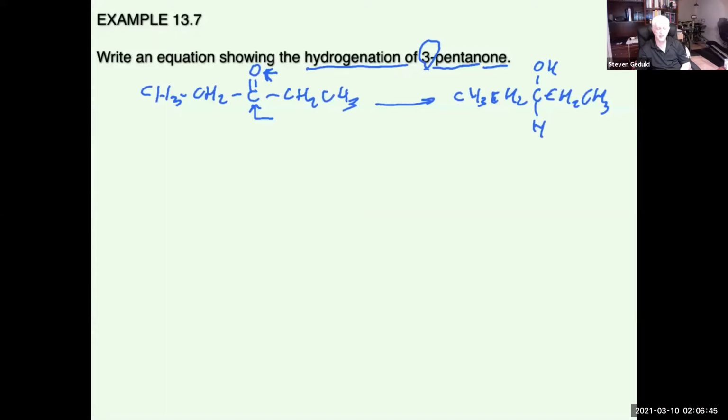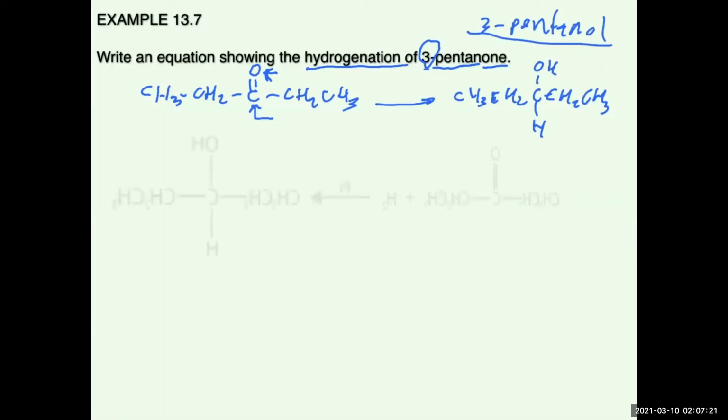Because adding hydrogen is reduction, right? Oxidation is adding oxygen, reduction is adding hydrogen. So the reduction of a ketone is always going to produce a secondary alcohol. And this would be 3-pentanone, pentanol, 3-pentanol, would be the product of that reduction.